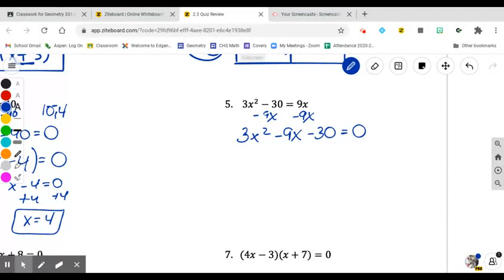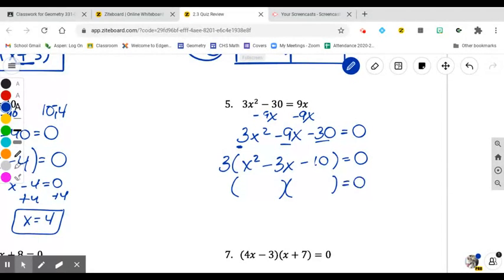I notice that a is bigger than 1. So typically that would be box or grouping. But hopefully we notice that all 3 of these terms are divisible by 3. So I can take out a 3 for a GCF. That's essentially just dividing everything by 3. Okay, next we can factor because now we have a trinomial where a is 1.